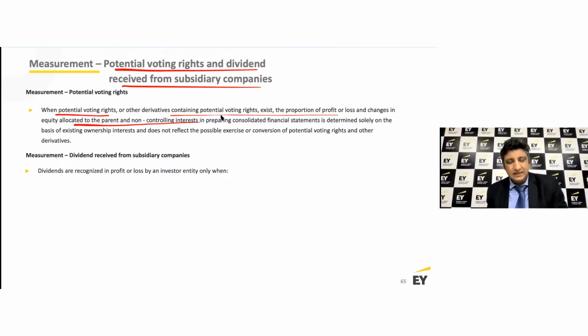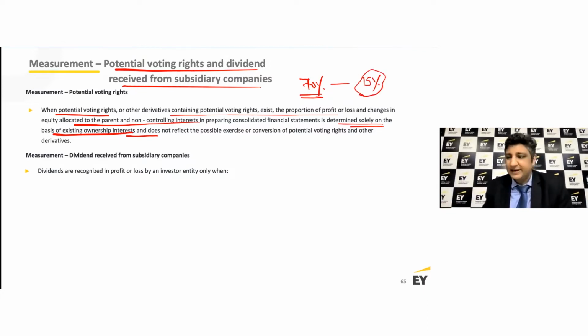But as far as the profit sharing is concerned, as far as the dividend distribution is concerned, that is purely based on existing ownership interests, as it should be. If I'm owning a 70% stake in a company and I have a potential voting right of another 15%, let that 15% come to me first. Let that 15% become mine, and then only would the change arise in terms of what is attributable to me and what is not.